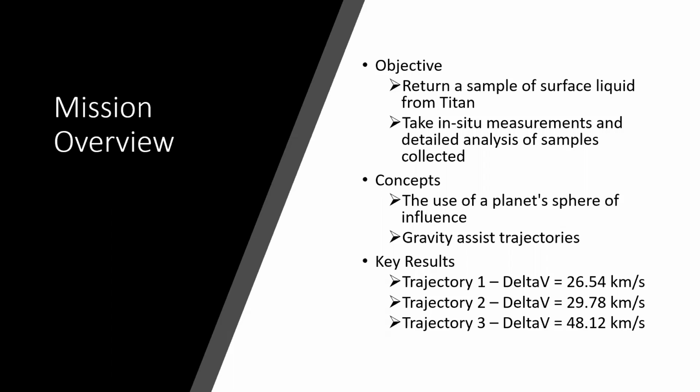Some concepts that we will be using are the planet sphere of influence, as well as gravity assist trajectories. Some key results that we found were that in trajectory 1, the delta V was 26.54 kilometers per second. For trajectory 2, the delta V was 29.78 kilometers per second, and for trajectory 3, the delta V was 48.12 kilometers per second.